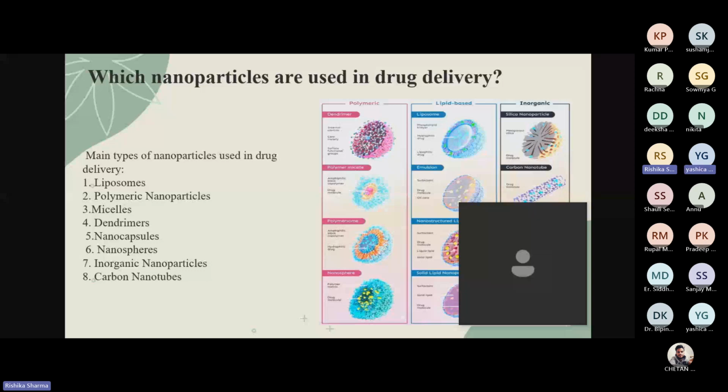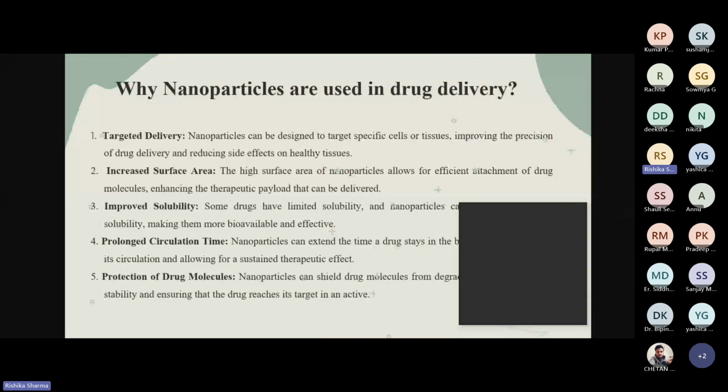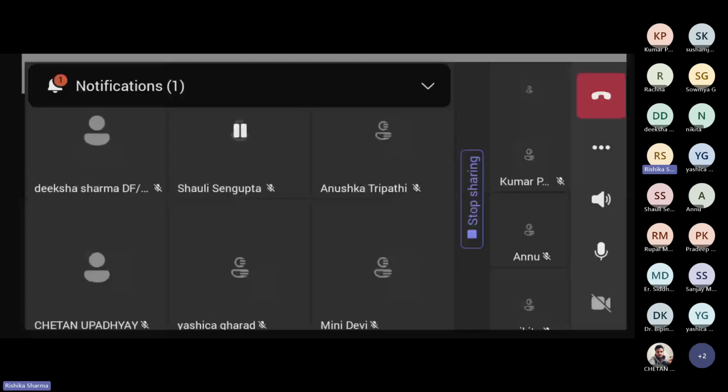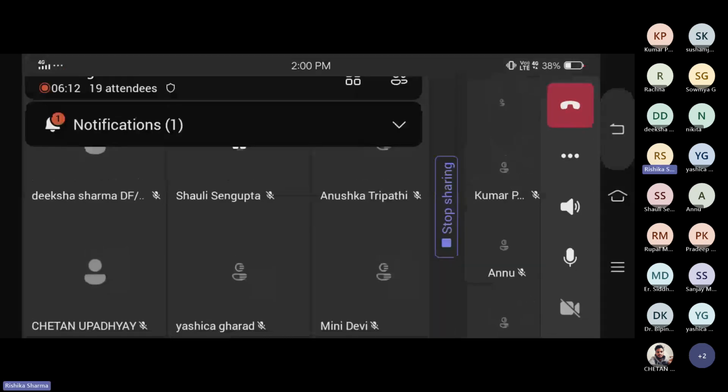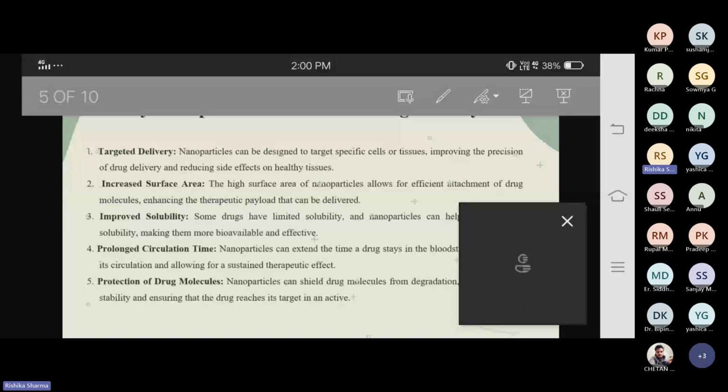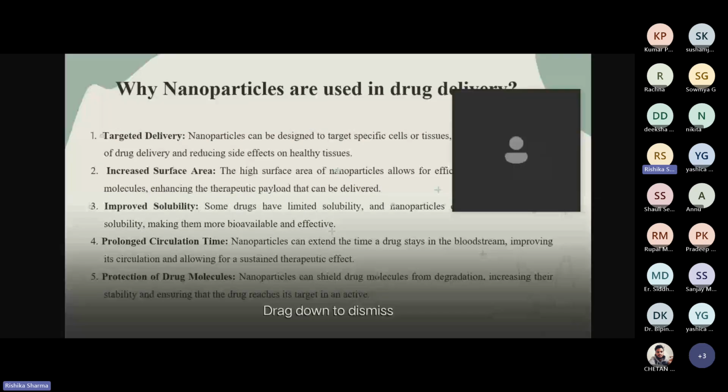So why are nanoparticles used in drug delivery? Nanoparticles can be designed to target specific cells or tissues, improving the precision of drug delivery and reducing side effects on healthy tissues. Their higher surface area allows for efficient attachment of drug molecules, enhancing the therapeutic payload that can be delivered. Some drugs have limited solubility, and nanoparticles can help improve the solubility, making them more bioavailable and effective. They have a prolonged circulation time. They can extend the time a drug stays in the bloodstream, improving its circulation and allowing for a sustained therapeutic effect.